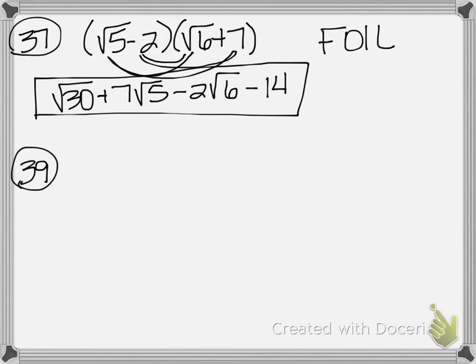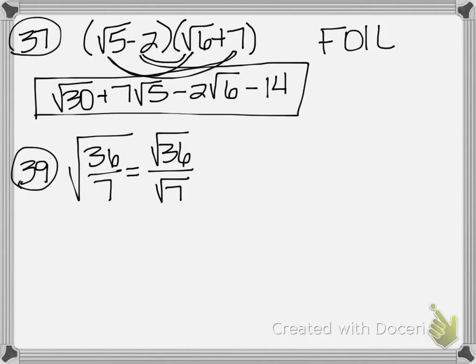39, we have square root of 36 over 7. So I like to give each one of them, the numerator and denominator, their own radical. It's easier for me to see. I know the square root of 36 is 6, but I still have a radical in the denominator, and we do need to simplify and get rid of that.